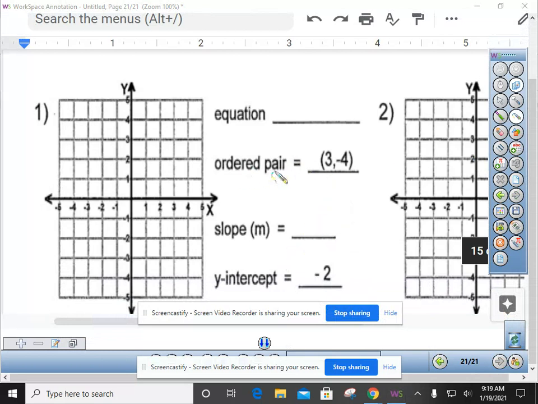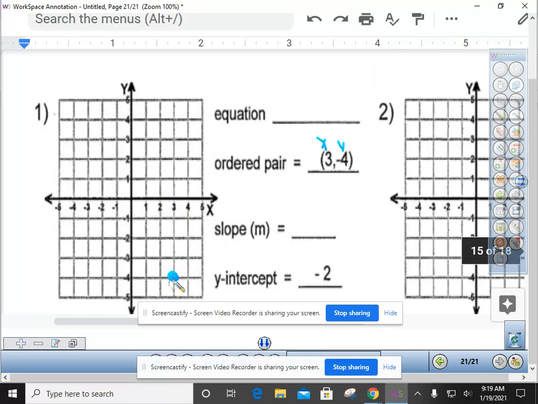So when I plot an ordered pair on a coordinate grid, this is your X and this is your Y, right? So we do X first, which means which way are we going to go from the origin? To the right 3. And then we're going to go down 4. So I'm going to put a dot right there. So I just plotted the coordinates 3, -4. What is the y-intercept? -2. So I'm going to put a dot on -2. Is everybody with me so far?